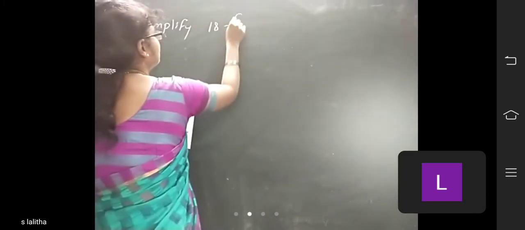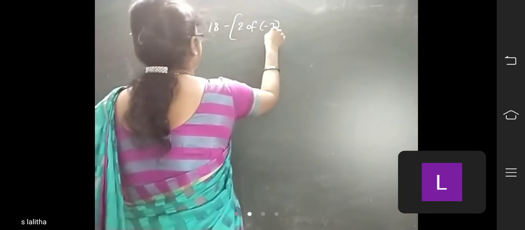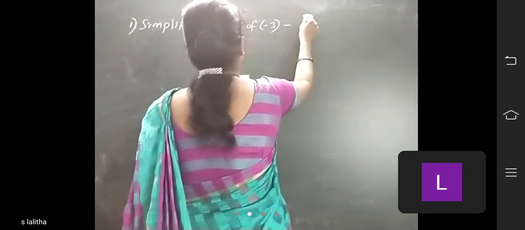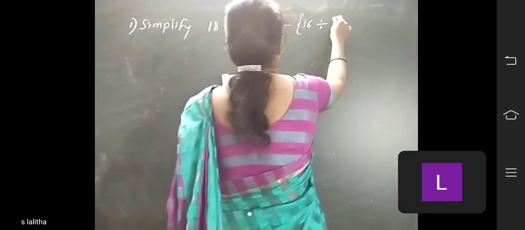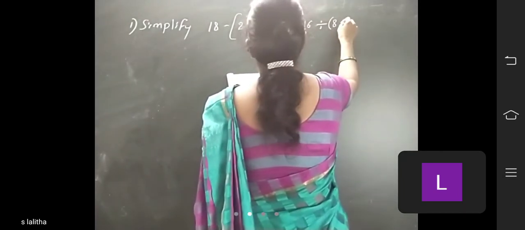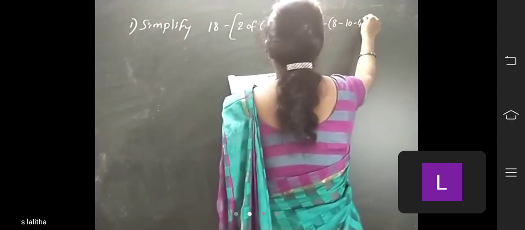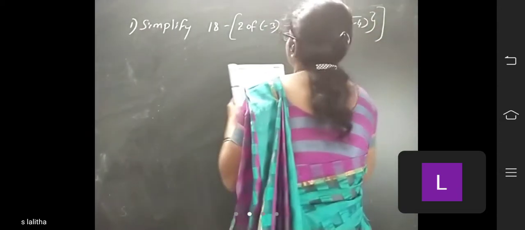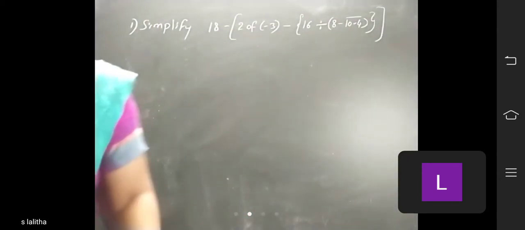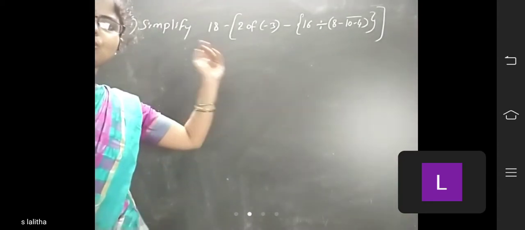First one is: simplify 18 minus [2 of minus 3 minus {16 divided by (8 minus 10 minus 4)}], closing the curly bracket and square bracket. So here the problem is given. Now you have to solve this one.